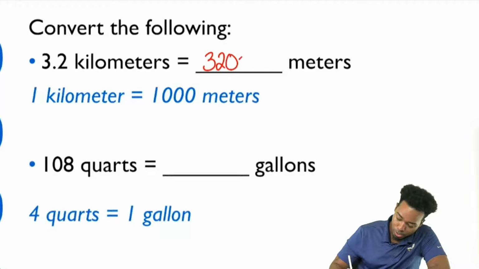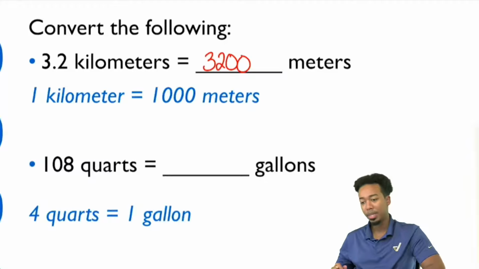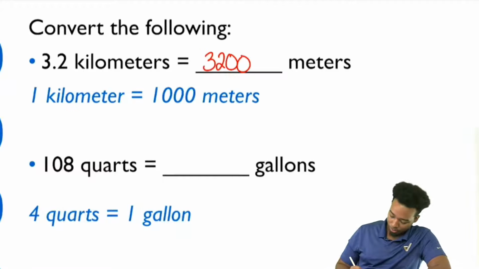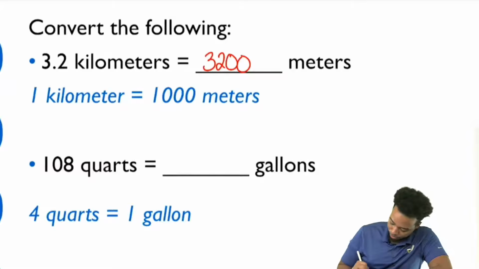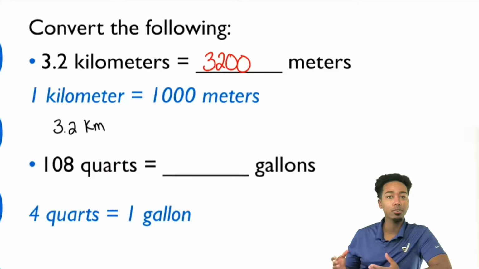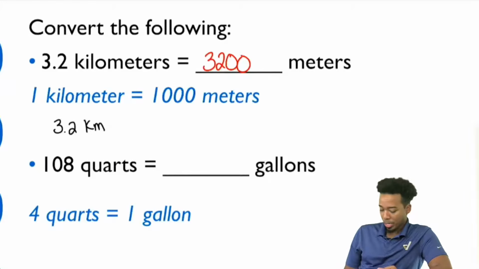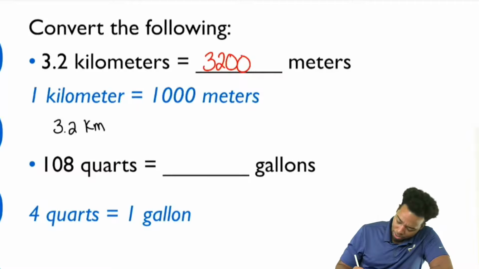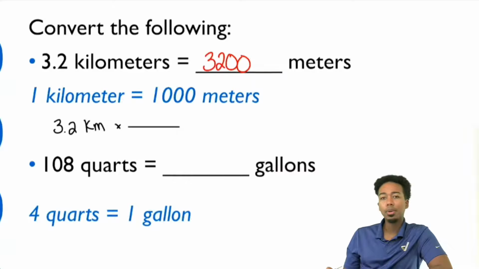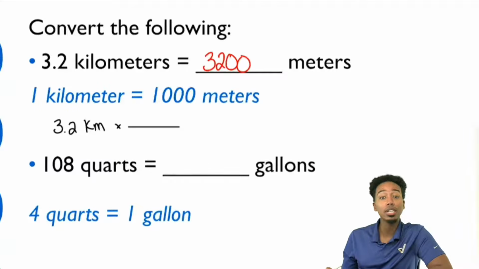But let me show you how we will get there. Let's use both methods. Number one, let's go through the conversion rate. Starting at 3.2 kilometers, and I'm going to use km for short. Km is the same thing as kilometer. So we have 3.2 kilometers. And remember, everybody, the goal is to get rid of the old unit so we can replace it with the new. Everybody, which unit are we trying to get rid of?